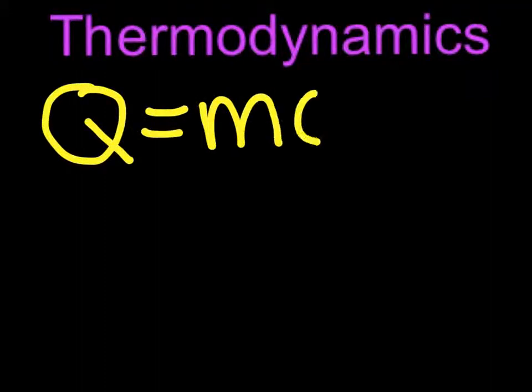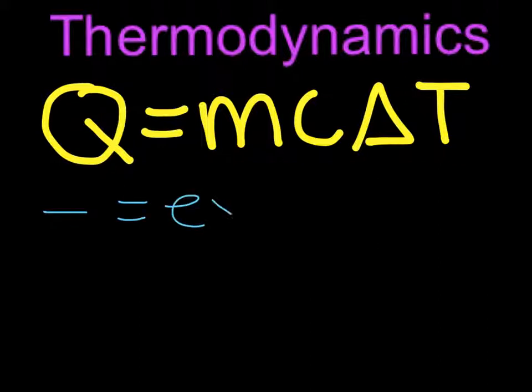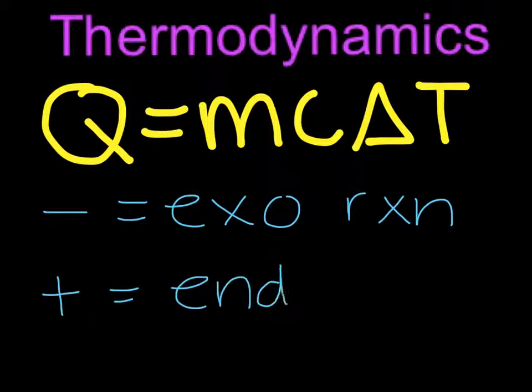Let us introduce you to Q equals mc delta T. This formula on thermodynamics is used to calculate if the system is negative or positive. An exothermic reaction is negative since it releases heat. An endothermic reaction is positive since it absorbs heat.